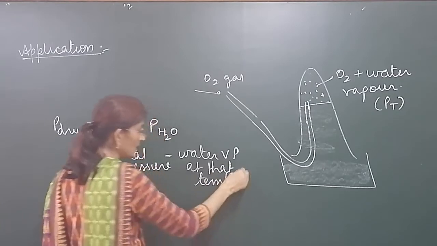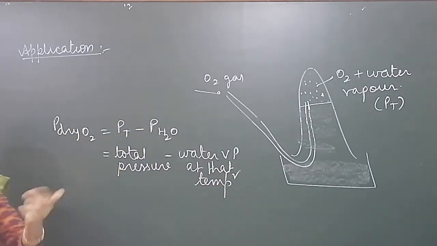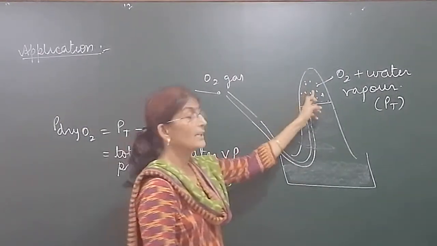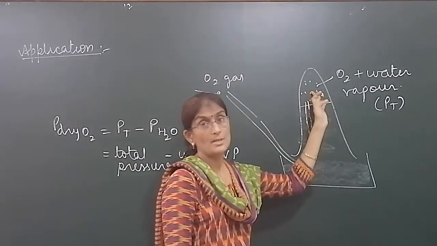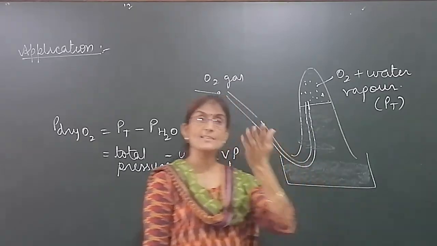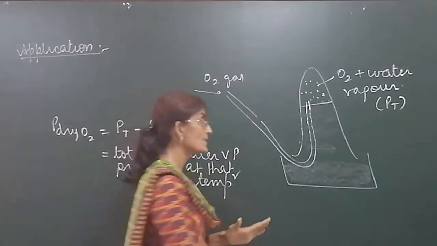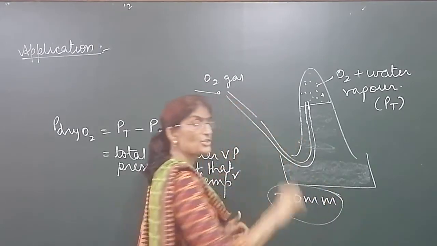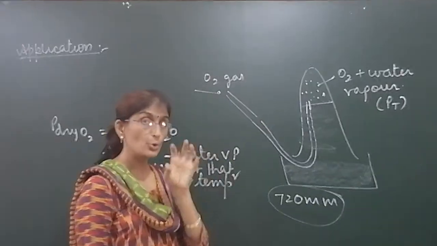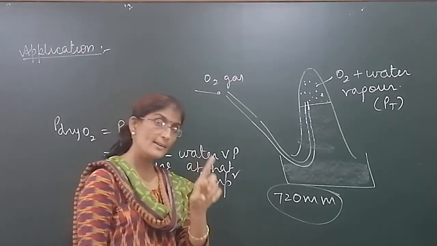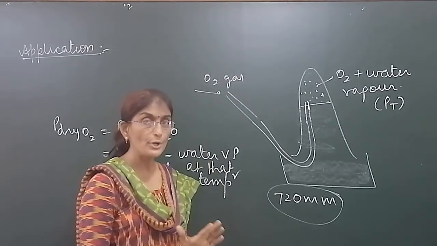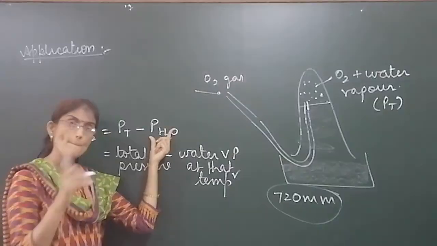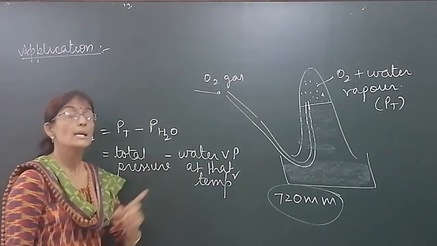So whenever in a numerical it is written that the gas is collected over water, understood? Remember that the gas is saturated with the water vapor. Suppose the vapor pressure is given, the gas is collected over water and its pressure is 720 mm of mercury. So this is not the pressure of that gas. This is the total pressure of gas and water vapor. So in order to get the pressure of gas, we have to subtract the water vapor pressure from total pressure. Then only the sum will be correct.